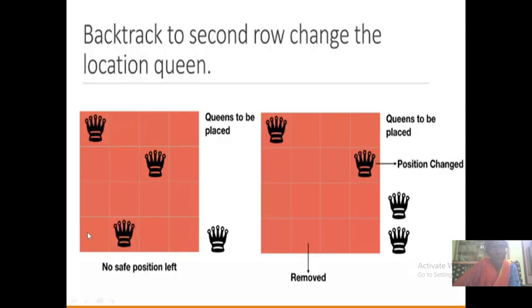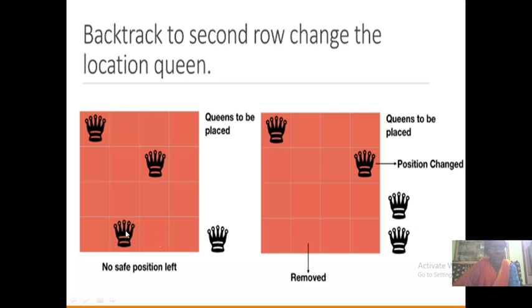So when I try to keep this queen in the last row, let us consider the scenario. The first queen has been placed, the second queen has been placed, and the fourth queen also has been placed. But one queen has been left without placing in a square. So it is not a safe position. What I feel is it is a dead end. So what I have to do is backtrack to the upper level.